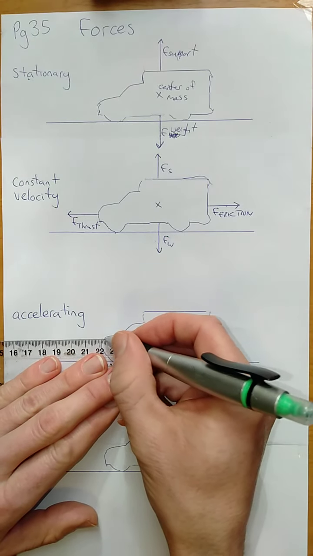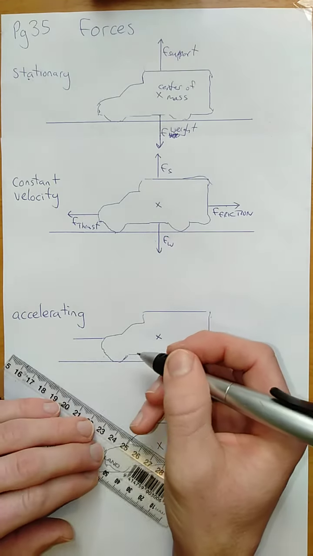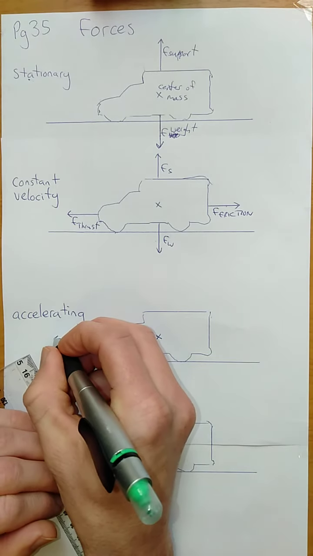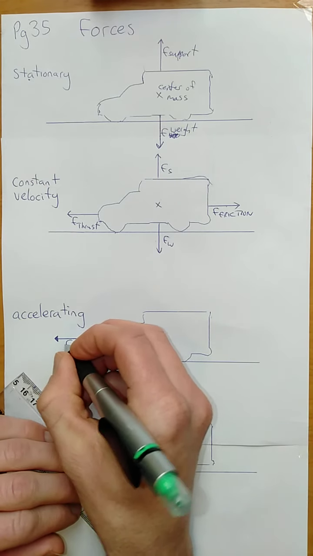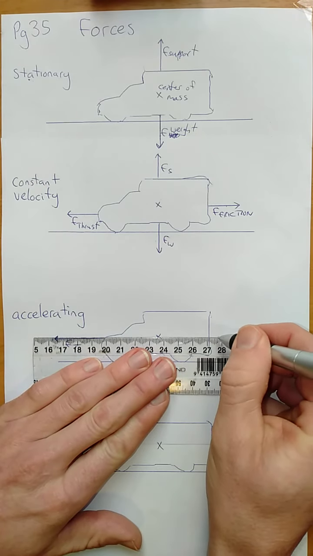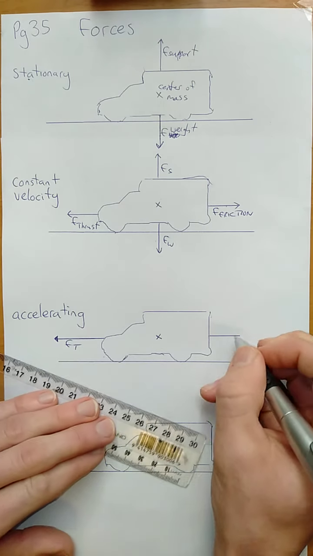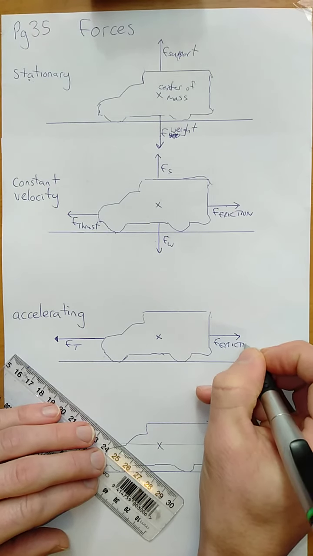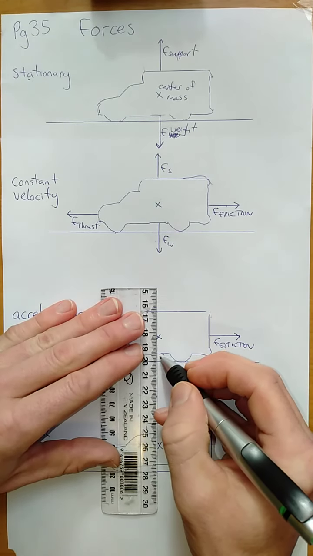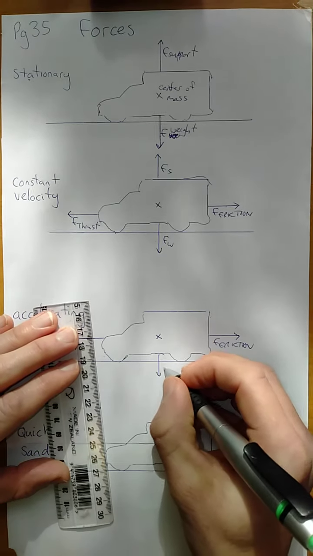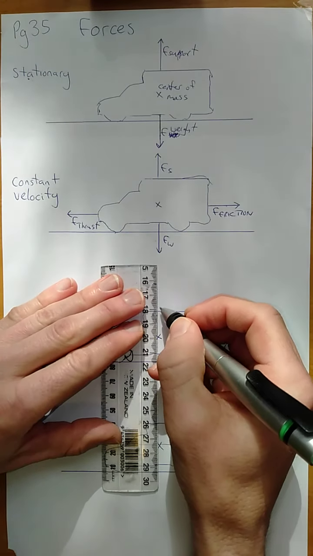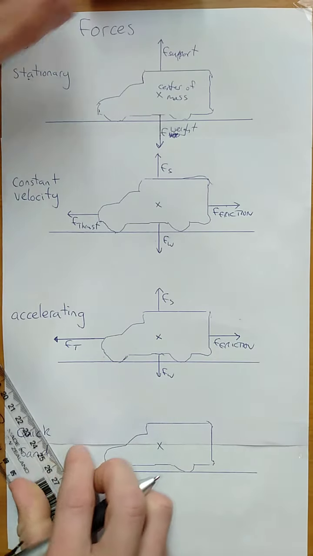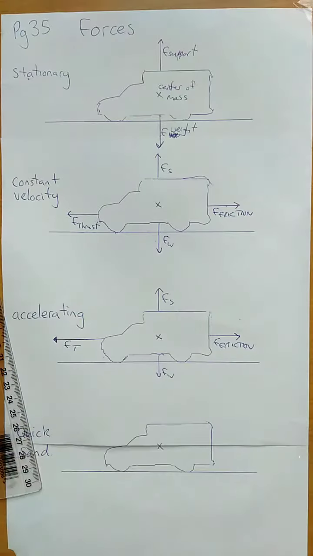All right, now we go to accelerating. So the driver here has put foot on accelerator, and that has increased the thrust force. So I'm going to make that one a bit longer. And so that's force thrust. And the drag or friction has stayed the same. So there's still the same length going backwards. Force of friction. And we've still got our same force weight. And equal and opposite to that, we have got our force support. So that there is an example of it speeding up like that.